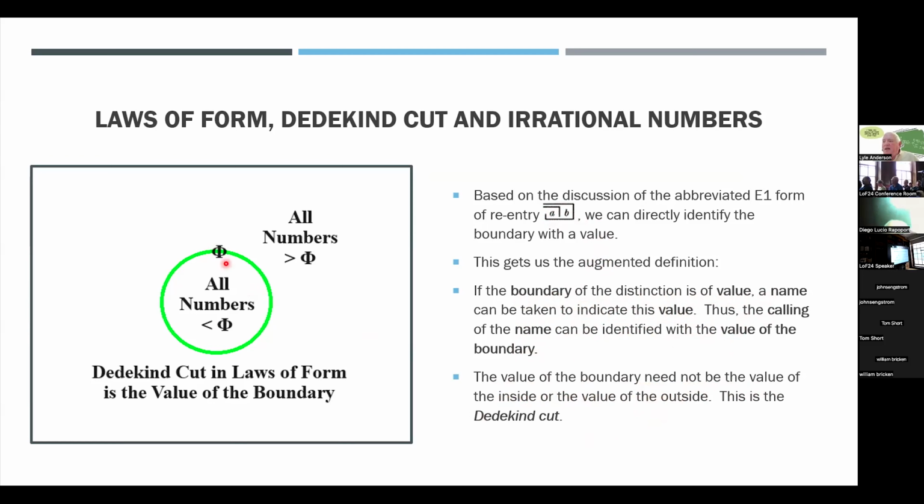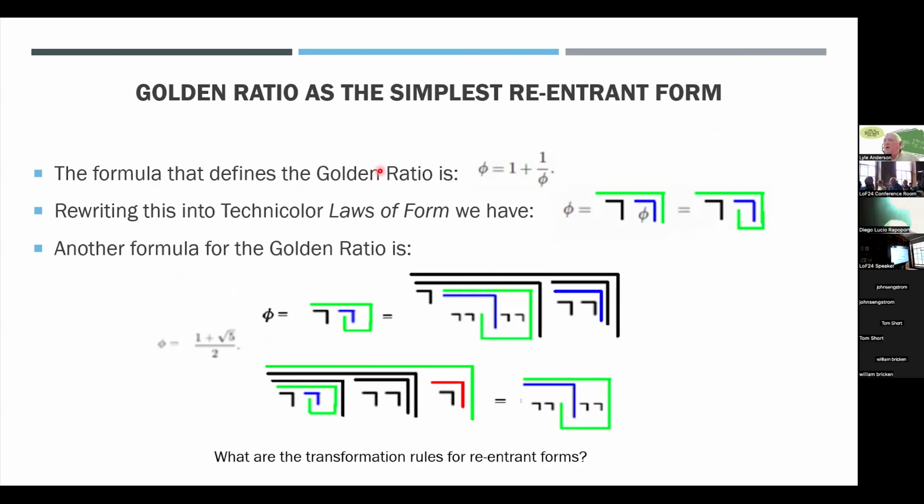So we've got here phi, that wonderful golden ratio, represented by the boundary. We say we put all the numbers that are less than phi in here and all the numbers that are greater than phi outside. And this is the value of phi. So the golden ratio is defined as phi equals 1 plus 1 over phi.